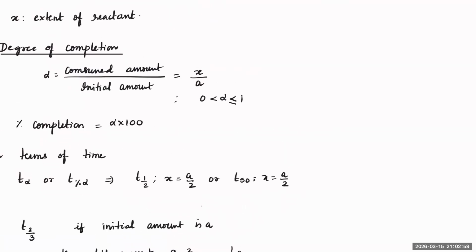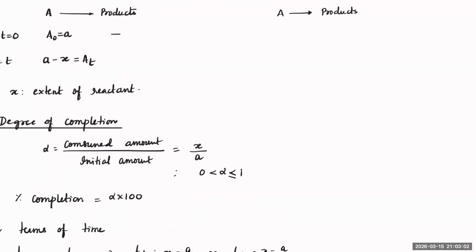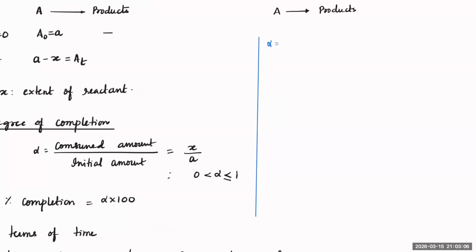Clear? So what I'm trying to say is, suppose you have different alpha values. If alpha value is half, then we write the time taken as T50, or another way of writing is T1 by 2. If alpha value is, let's say, 3 by 4, then we write it as T 3 by 4. T 3 by 4 is nothing but T75 in terms of percentage, because 3 by 4 into 100 will give you 75 percent. Got it?